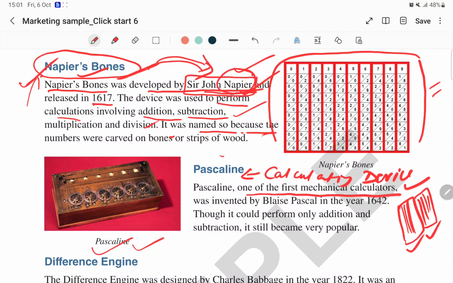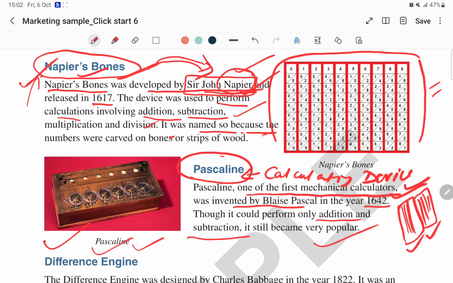because it is used to calculate things and objects, but at the same time it is also a calculator. And which type of calculator? Mechanical calculator, and also first of its kind, and was invented by Blaise Pascal and so called Pascaline. In which year? In 1642. And it could perform some operations like addition, subtraction, and so it became popular.